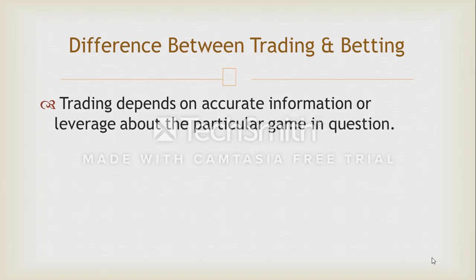Now, like I said, trading depends on the accurate information or leverage about a particular game in question. So it means before you put your money on a particular game, you have done your assignment, you have done your homework. You know that this is a very good bet and you have a high tendency of winning the game. Now that is trading. On the other hand, betting is a game of luck. Betting is gambling, my brothers. Betting is gambling, and gambling is a game of luck.